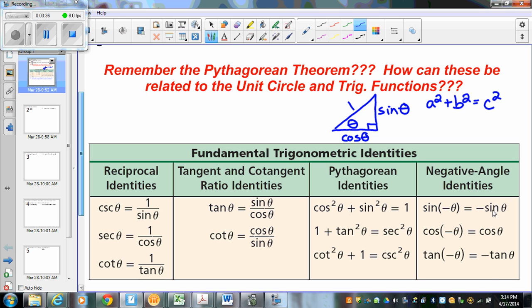And then our fourth set of fundamental identities are the negative angle identities. And they say that sine of negative theta is equal to negative sine theta, cosine of negative theta is equal to cosine theta, and tangent of negative theta is equal to negative tangent theta. So notice both sine and tangent change signs, but cosine does not. And then the reciprocals would work the same way. If sine changes signs, then so would cosecant. If cosine does not change, then secant does not change. And if tangent changes, then cotangent would change.